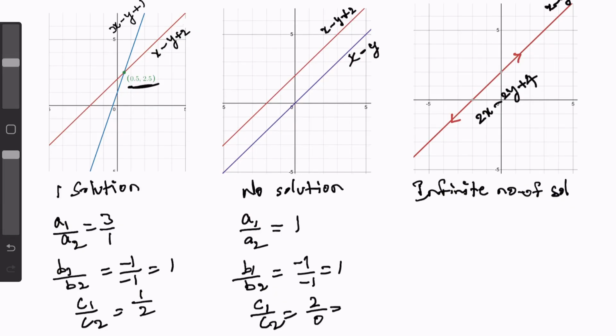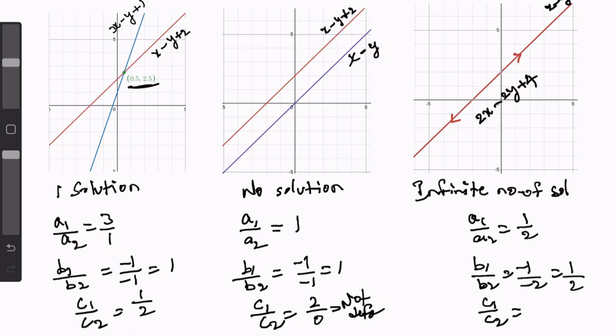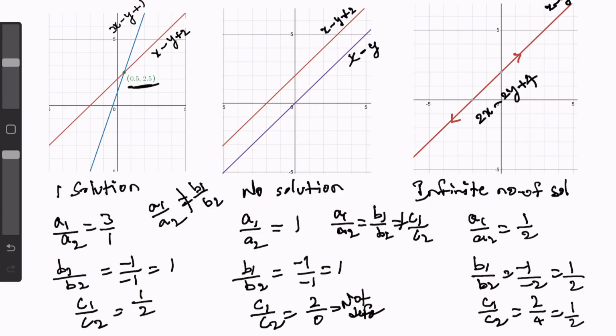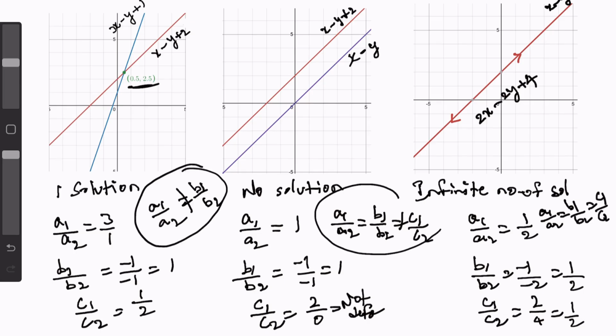And for the third equation we'll have a1 by a2 equals 1 by 2, b1 by b2 equals minus 1 by minus 2, that equals 1 by 2, and c1 by c2 equals 2 by 4, that equals 1 by 2. By observing we can see that in the first figure a1 by a2 is not equal to b1 by b2. In the second figure a1 by a2 equals b1 by b2, which is not equal to c1 by c2. In the third figure a1 by a2 equals b1 by b2 equals c1 by c2. These are the observations made.